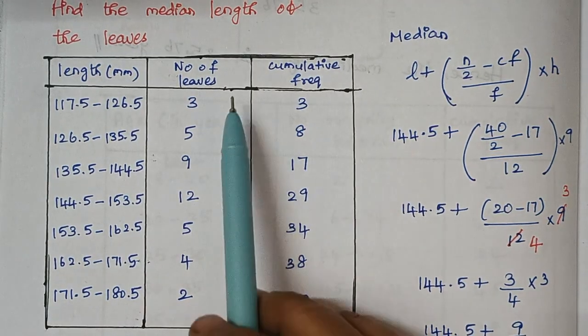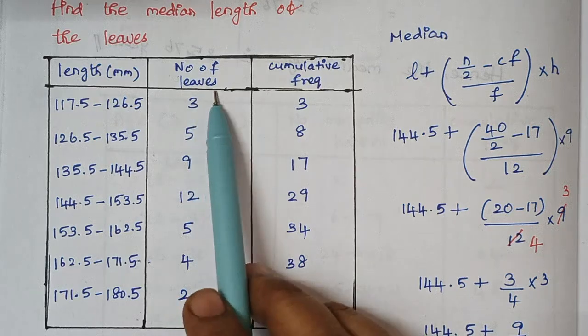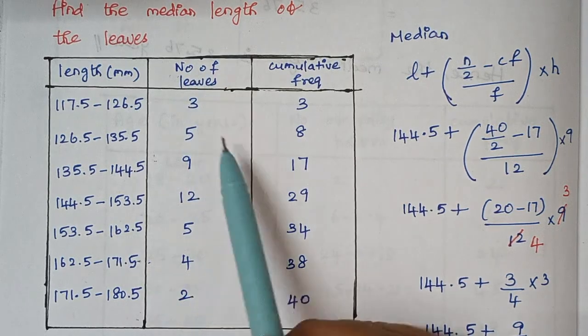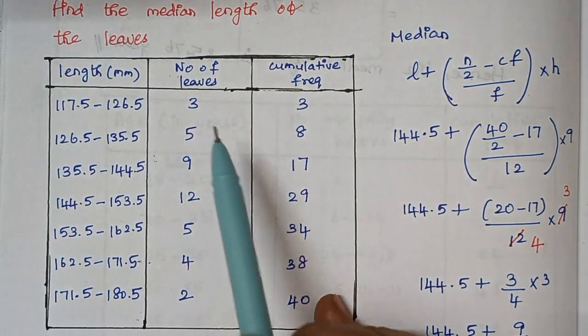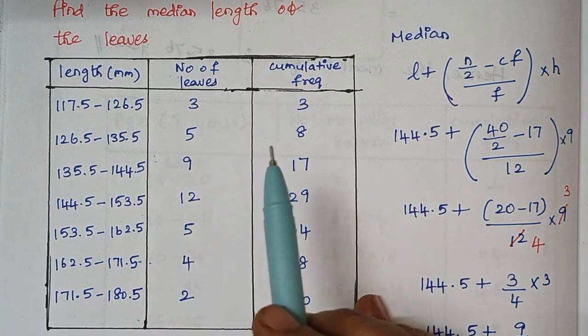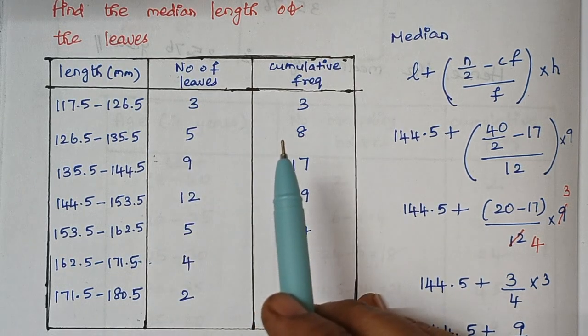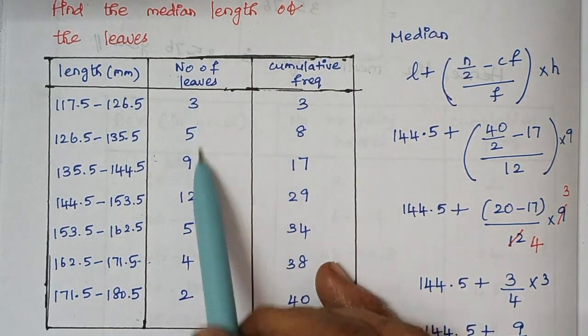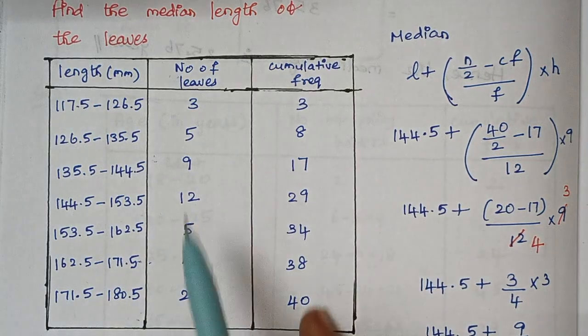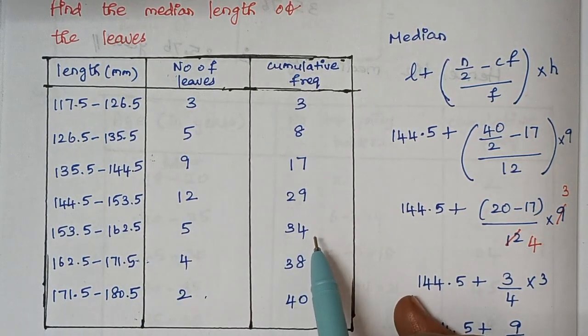Now here we are provided with the second part, number of leaves. Again when you look at this column, you see the numbers are randomly placed. They are not in a perfect ascending order. Therefore this is our frequencies. Next, we are going to find the cumulative frequency.